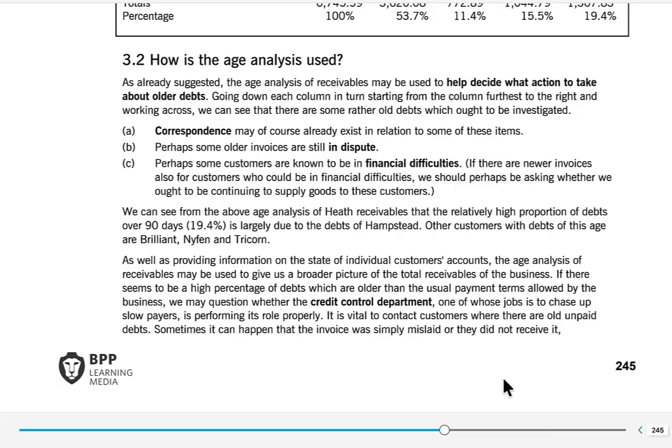So the age analysis highlights the problem. But the solution may require action from sales, customer service, or the warehouse, not only accounts. Situation 3. Some customers may be in financial difficulties. This is a polite way of saying the customer may be struggling to pay.